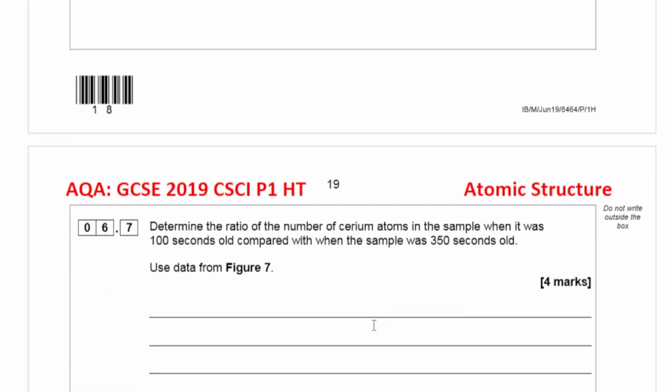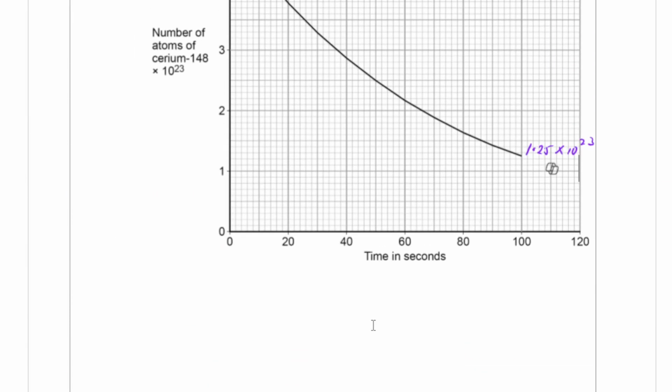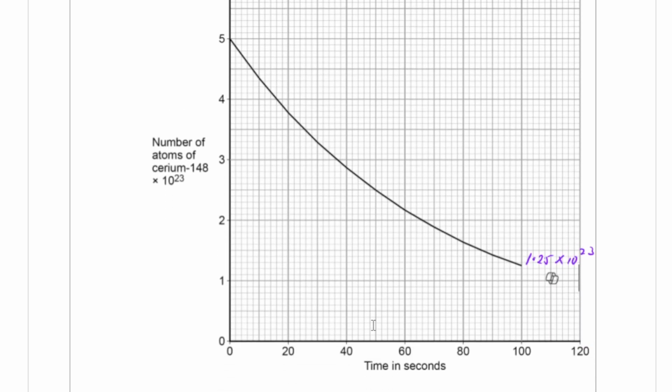Okay, let's have a look at the question. Determine the ratio of the number of cerium atoms in the sample when it was 100 seconds old compared to when the sample was 350 seconds old. They haven't actually given the graph up to 350, which means you have to work it out.